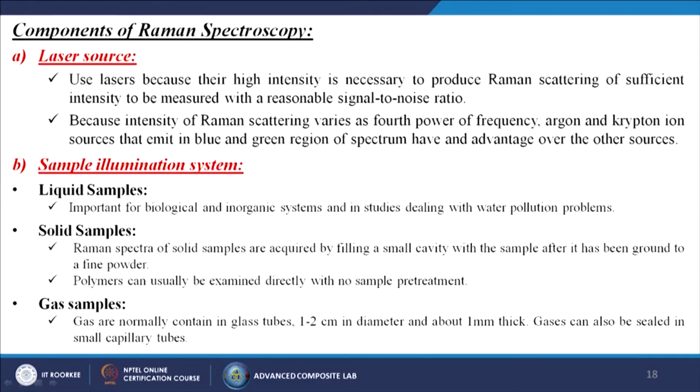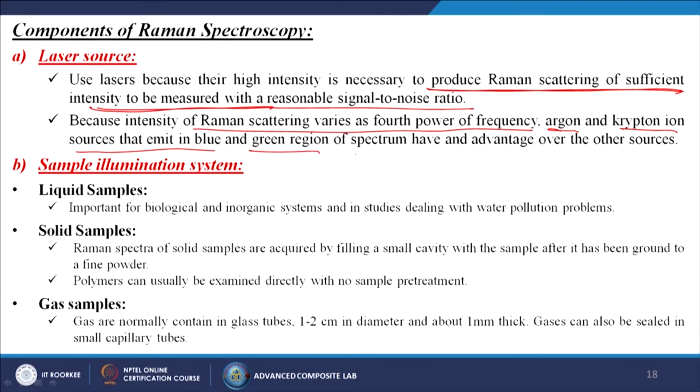Components of Raman spectroscopy, first one is called the laser source. We use lasers because their high intensity is necessary to produce Raman scattering of sufficient intensity to be measured with a reasonable signal to noise ratio. Because the intensity of Raman scattering varies as the fourth power of frequency, argon and krypton ion sources that emit in the blue and green region of the spectrum have an advantage over the other sources.